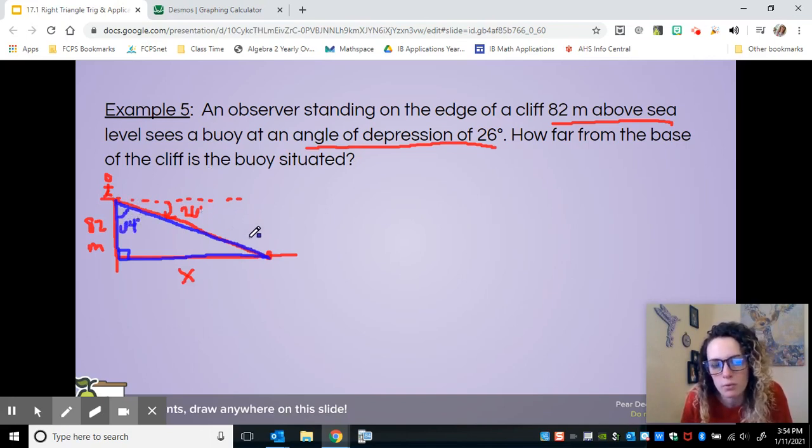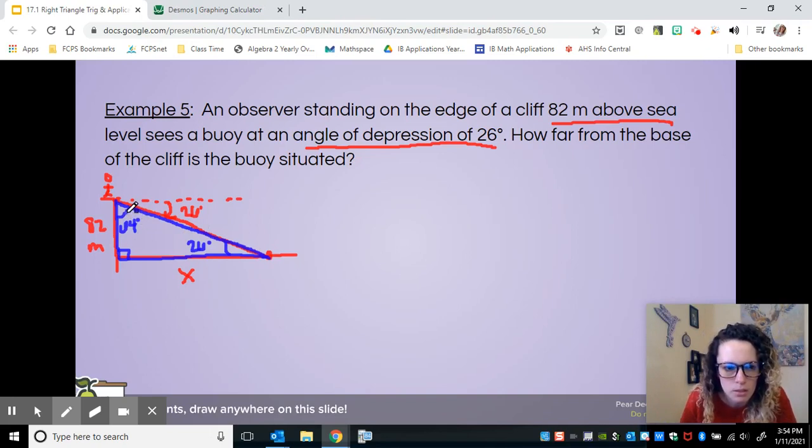I can also remember from geometry alternate interior angles, that since both the sea and my sketched in horizontal line are parallel, then if this angle is 26 degrees, this angle is 26 degrees. It doesn't matter which angle you focus on, either the 64 or the 26. It's going to change what your work looks like, but the final answer will be the same. So I'm going to first focus on the 64.